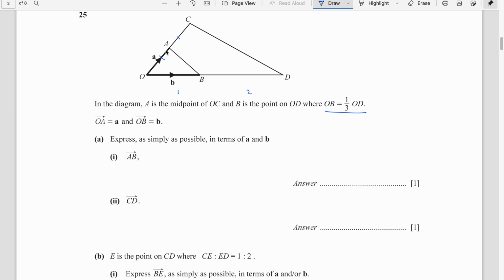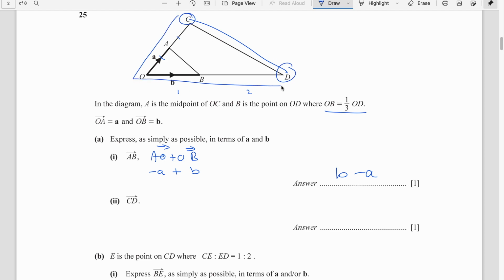A, B. So we start from A and we end at B. So this is the path I'll choose. So AO plus OB. AO, we're going opposite to that, so that is minus A plus B. So B minus A. Next is CD. For CD, we start at C, we end at D. I'll select this path, that is CO plus OD. Now we've already been given that this is the midpoint. So CO is 2 times A, and don't forget the direction is opposite. So this is minus 2A plus OD. Now OD is 3 times OB. 1, 2, 3. So that is 3B. So 3B minus 2A.